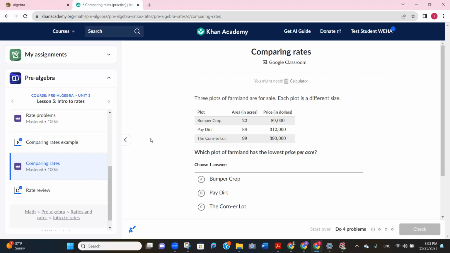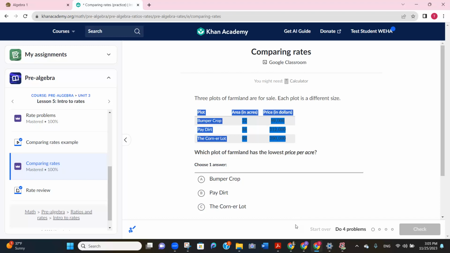Sometimes with these rate problems, we are asked to calculate the rate, but kind of inverse, all right? So instead of doing acres per dollar, we are basically saying, what is the price per acre? And we can still use our spreadsheet to do this, but we will need to do something a little different. So let's copy the information first from the table.